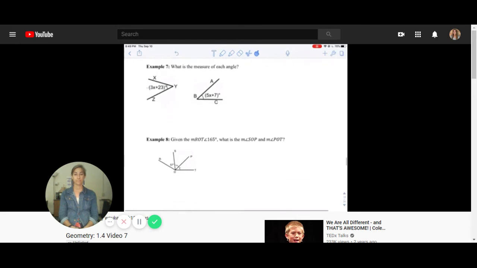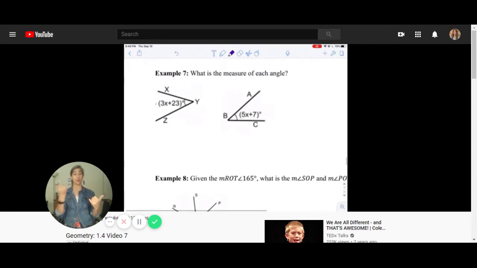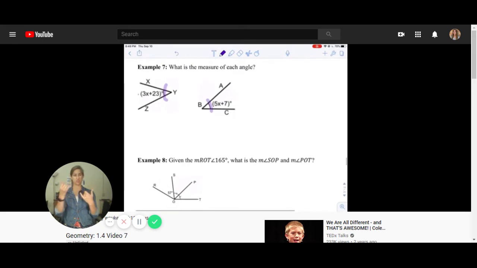Okay, 2 more examples and then we are done with this section of notes. That's pretty exciting. So example 7 says, what is the measure of each angle? So we notice these arcs. So I want you to think for a minute what those arcs mean. Those arcs tell us the angles are equal. So that means I can set the expressions equal to each other.